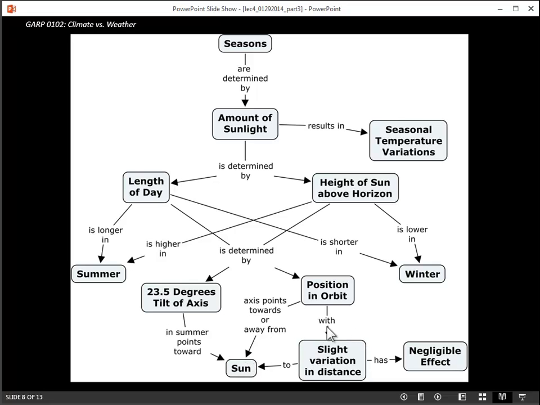Now, the variations in distance that the Earth has from the sun, or how elliptical the orbit is, really has completely negligible effects. The orbit of the Earth around the Sun is pretty much a circle. So it really makes no difference in terms of distance. So seasons are not caused by the Earth being closer to the Sun or farther away from the Sun. Seasons are caused by the orientation of the Earth relative to the Sun.